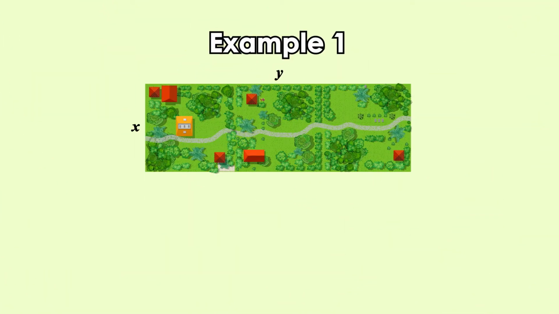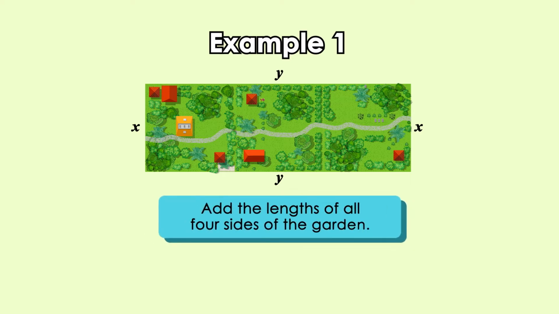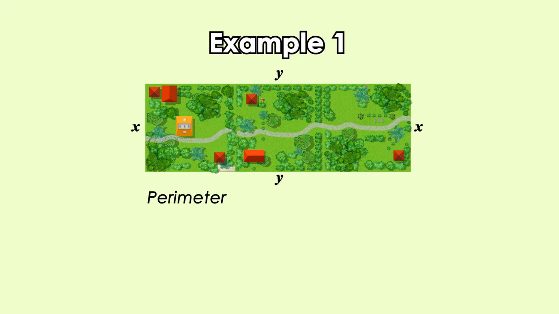Let's find out. A rectangle has two pairs of equal sides, right? So, the other sides of the rectangle are x and y respectively. Let's represent this problem using the algebraic expression. To find the perimeter, we must add the lengths of all four sides of the garden. So, the algebraic expression is x plus y plus x plus y.